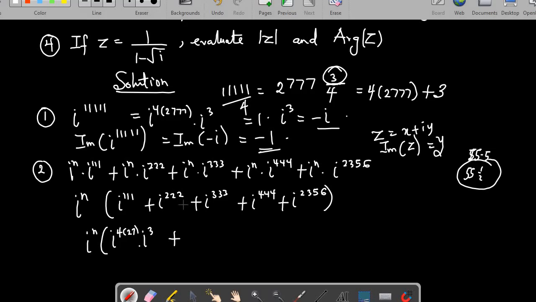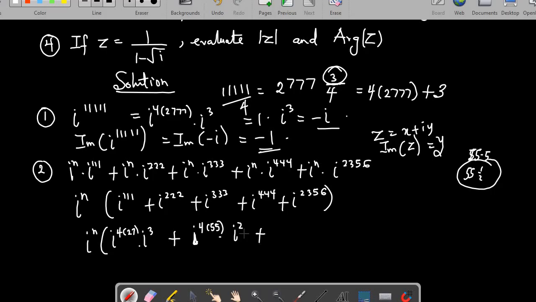What I mean is, 4 times what will give you 222, or something close to 222? If you do 4 times 50, you get 200. 4 times 51 is 204. You can try 4 times 55, which is 220. So you have i to the power of 4 times 55, times what you have left. Since this is 220, it will just be i squared, plus then i to the power 333.